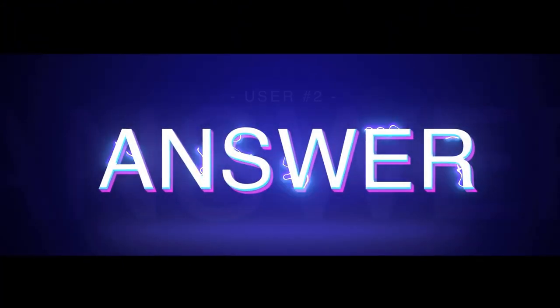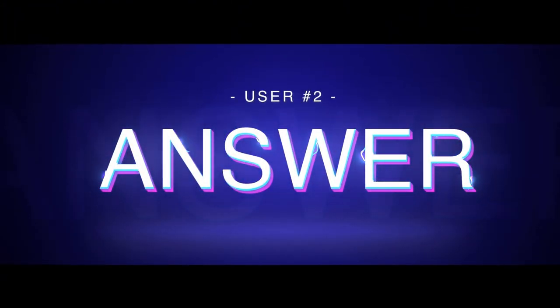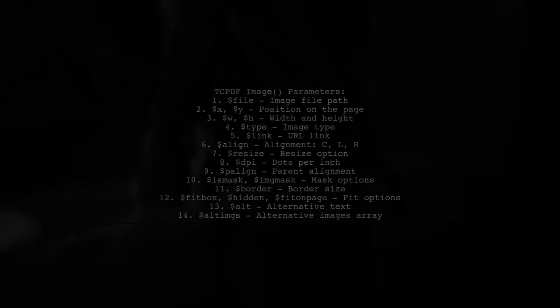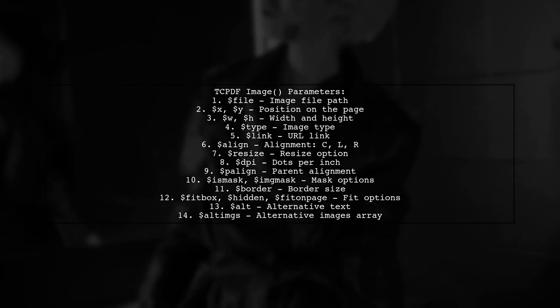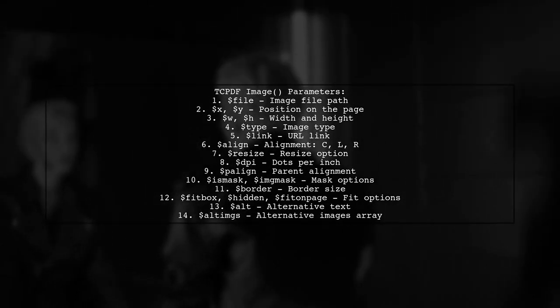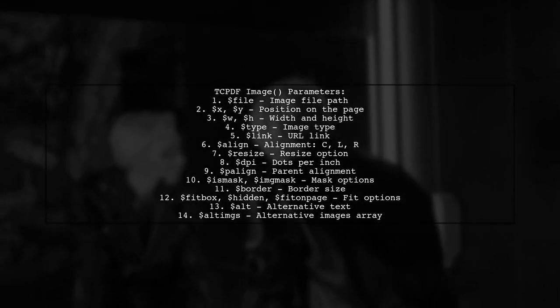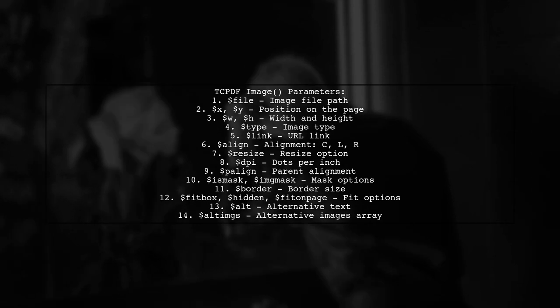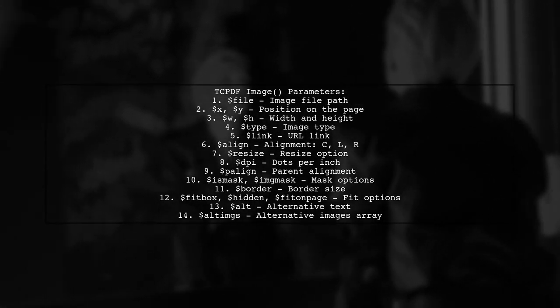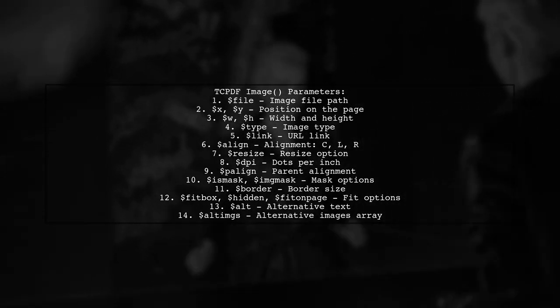Let's now look at another user-suggested answer. The image function in TCPDF has several parameters. You can specify the file path, position, width, height, type, and link. Additionally, you can set alignment, resizing options, DPI, and more.